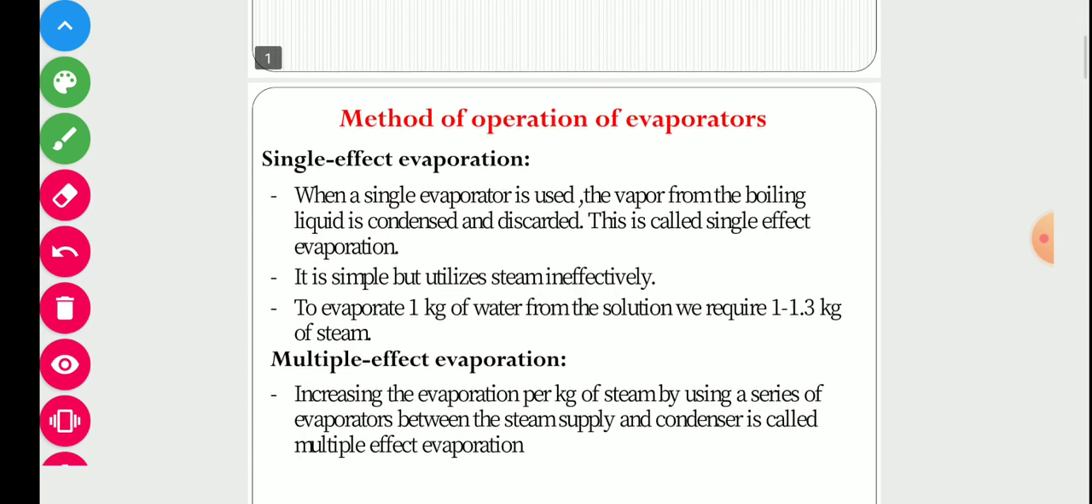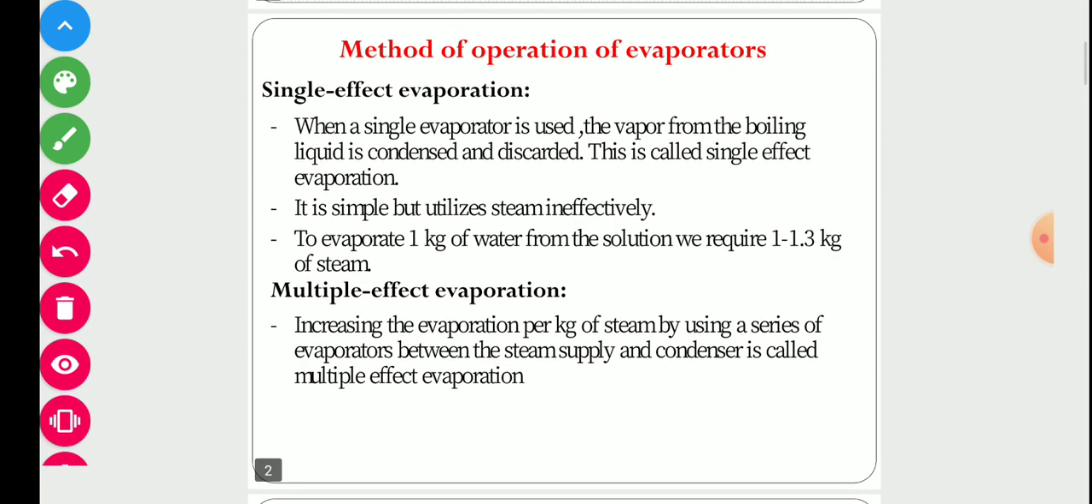Good morning. In the previous lecture, we have studied different parameters to evaluate the performance of an evaporator. In that, we studied the steam consumption, steam economy, and capacity of the evaporator. We also studied boiling point elevation, which is used to evaluate the boiling point of a solution at a particular concentration and pressure with the help of Duhring's rule. In today's lecture, we will discuss the methods of operation of an evaporator.